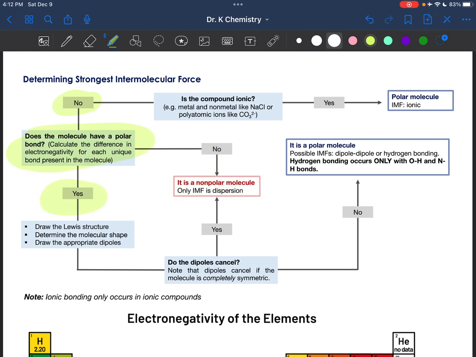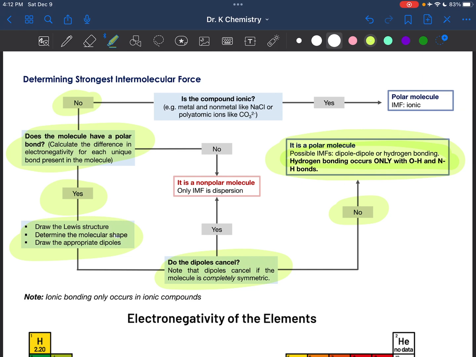Now, if we find that it does have a polar bond, then things get a little bit more complicated, because just because we have a polar bond does not mean that the molecule overall is polar. In that scenario, we need to draw the Lewis structure, determine the molecular shape of the molecule, draw the appropriate dipoles, and then determine whether they cancel. If the dipoles do cancel, then the molecule is nonpolar and its intermolecular force is dispersion. If the dipoles don't cancel, then it is a polar molecule, and then we have a couple of options.